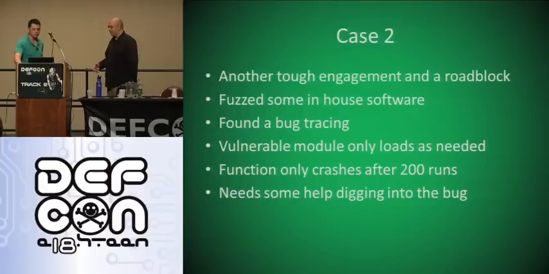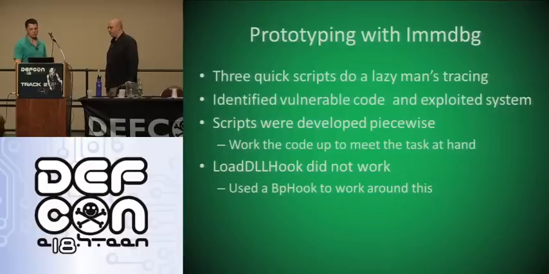But you have some problems, in that the modules are loaded as they're needed. You can run through hundreds of iterations. And if you're trying to do a full trace on this, or if you're trying to manually debug it, you're just going to spend far, far too much time. So I created some add-ons to Immunity Debugger. It's a nice interface. It's basically Olly Debug with Python built in and a nice API. So basically, it's 3 quick scripts to do some lazy man tracing.